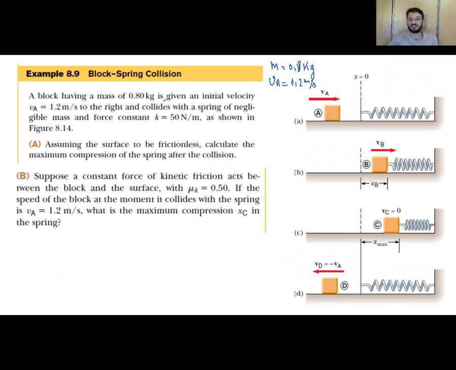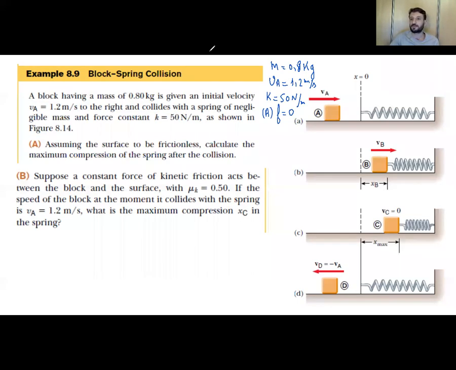and collides with a spring of negligible mass and with k equals 15 Newton per meter. Part A: assume that we don't have friction between the object and the plane. So in part A, let F equals 0. Calculate the maximum compression of the spring after the collision.